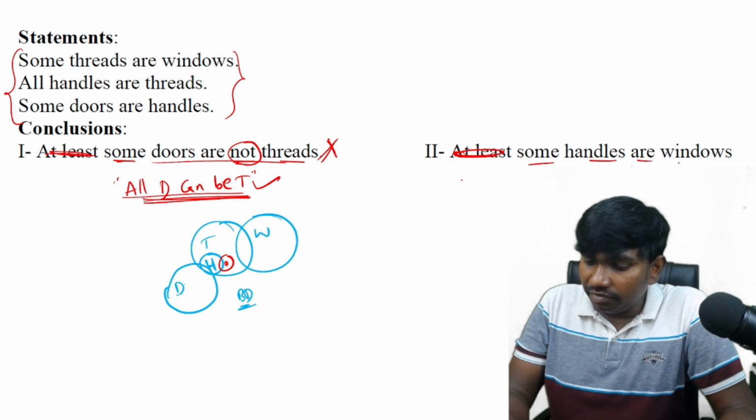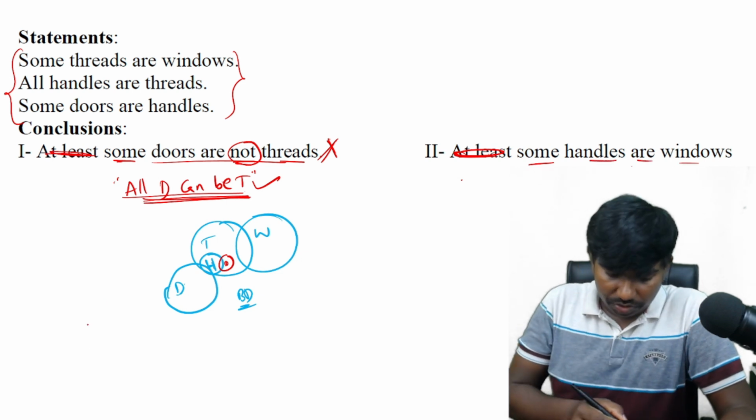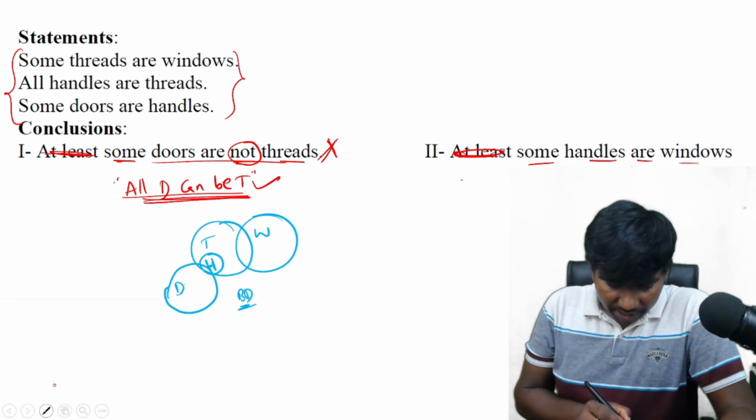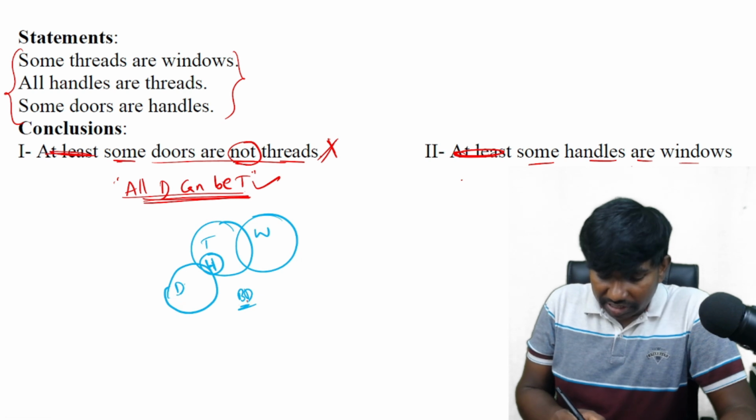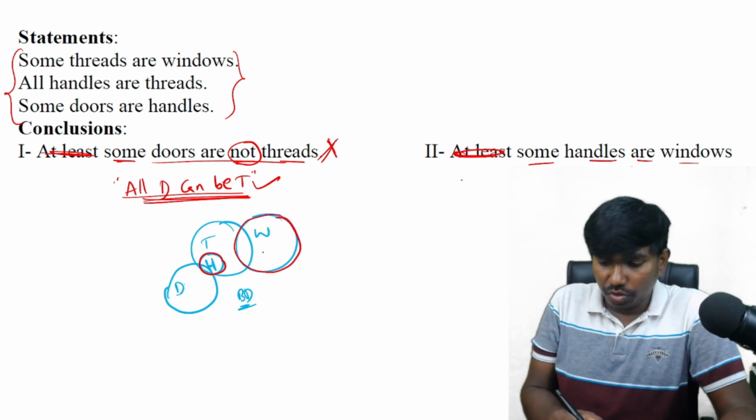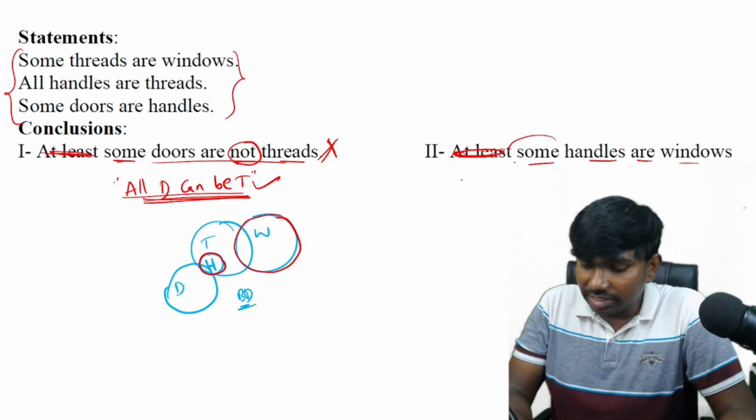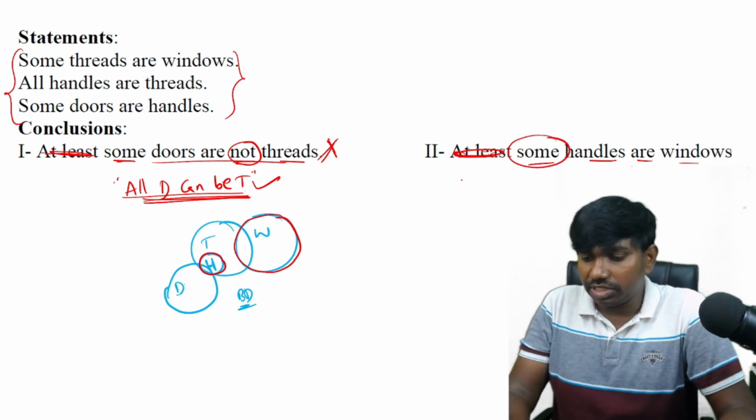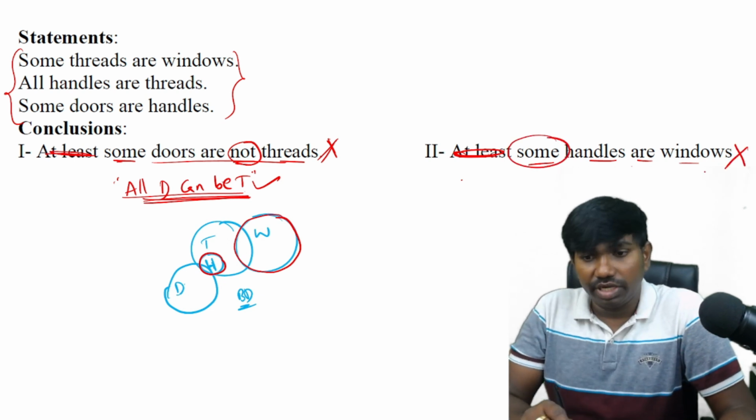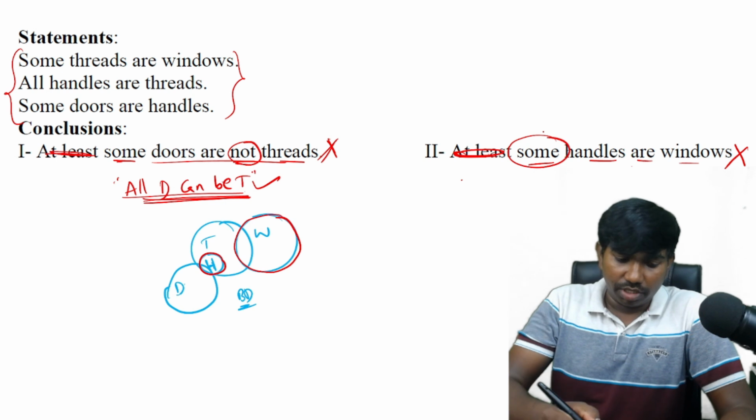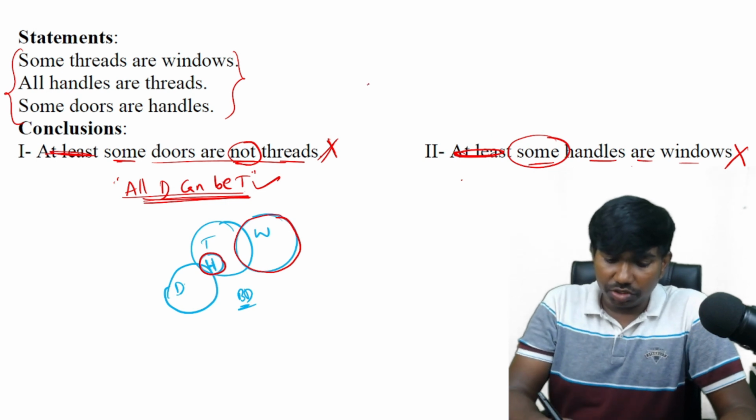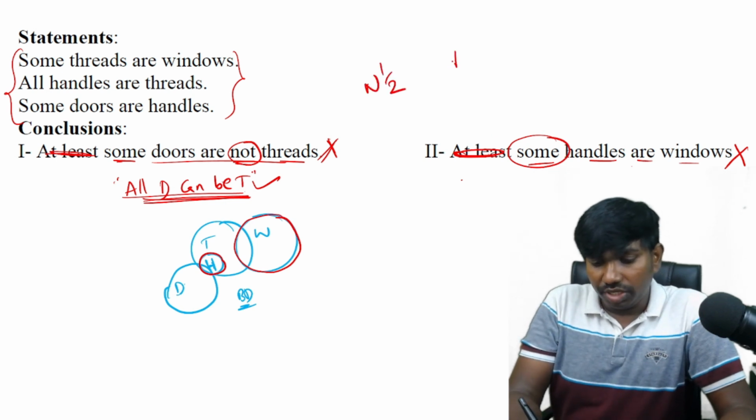Some handles are windows. Tell me, in this basic diagram, is there any overlap between handle and window? No, there is no overlap, but he is saying some handles are windows. So it is also not 100% true. It is also not a definite conclusion. So the answer is neither conclusion 1 nor 2 is true.